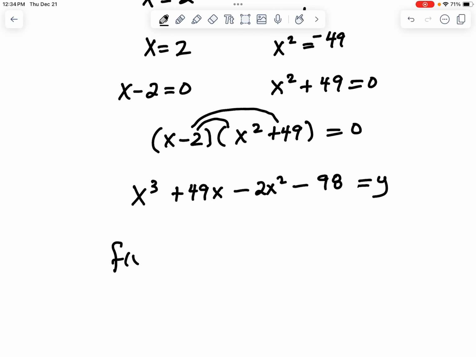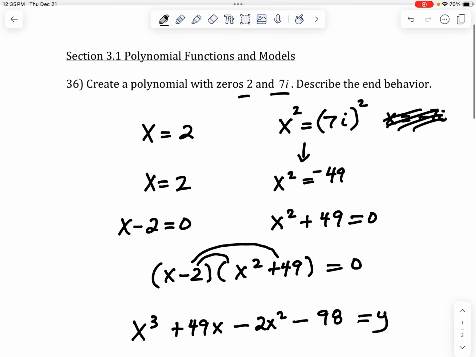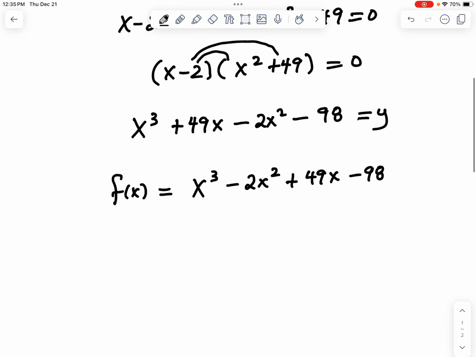So I'm even going to go fancier and put f of x equals. I'm also going to put them in order. x cubed goes first, and then negative 2x squared, then the 49x, and minus the 98. And the last thing I asked for was describe the end behavior. Well, that's controlled by the most powerful term, the x cubed. And in general, x cubed goes like this. So this end is going to positive infinity, and this end is going to negative infinity.